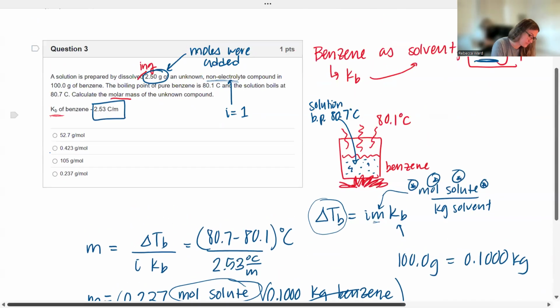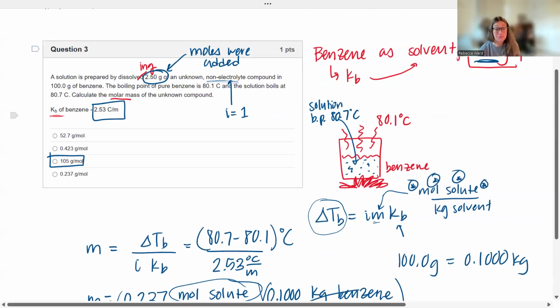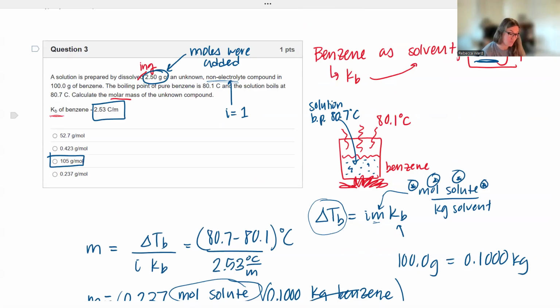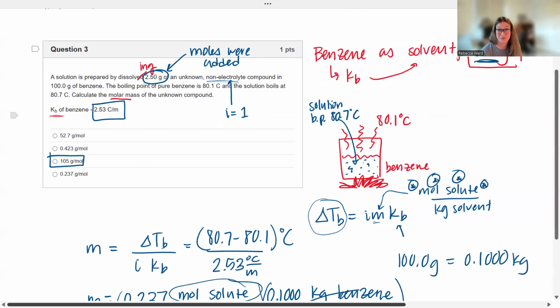And there's that answer. All right, so hopefully that made this a little less frightening and anxiety producing, and you'll get some more practice before the exam.